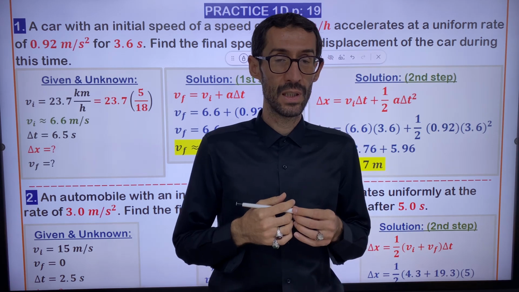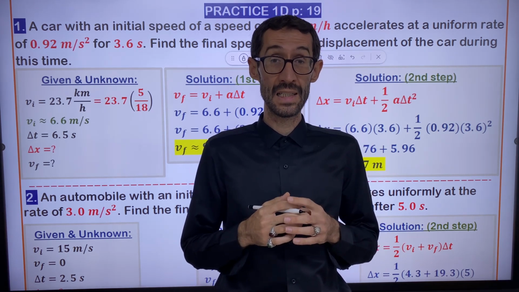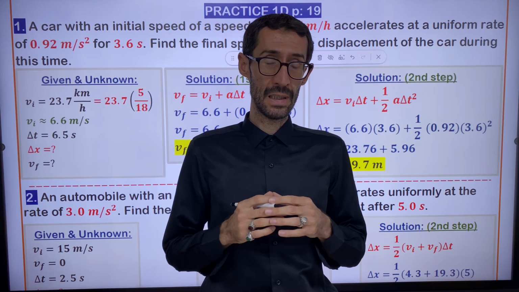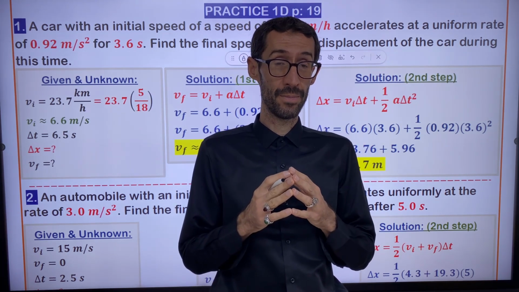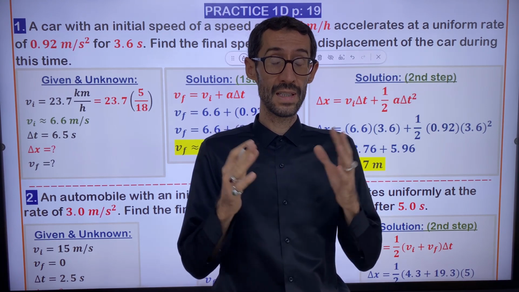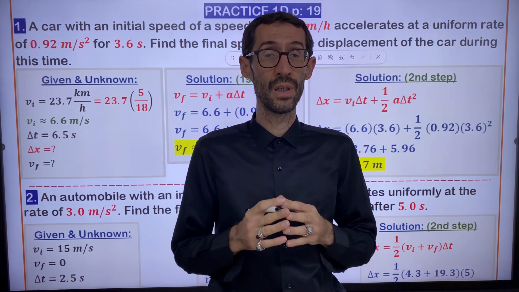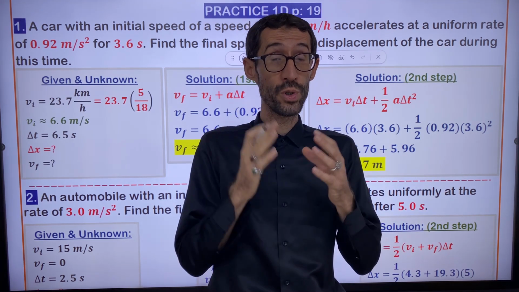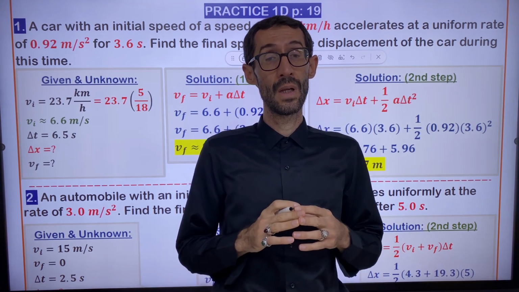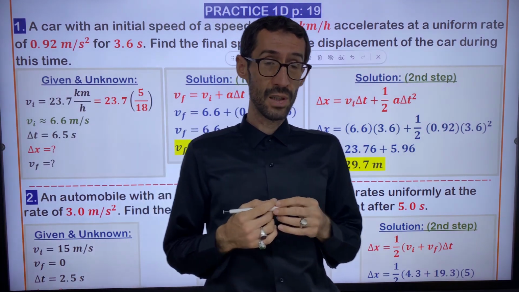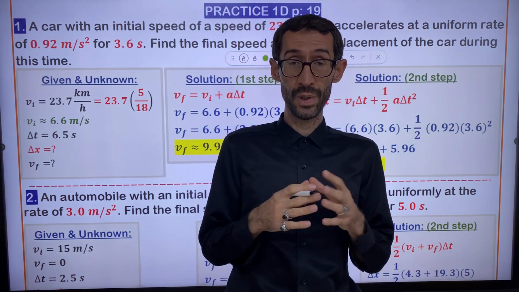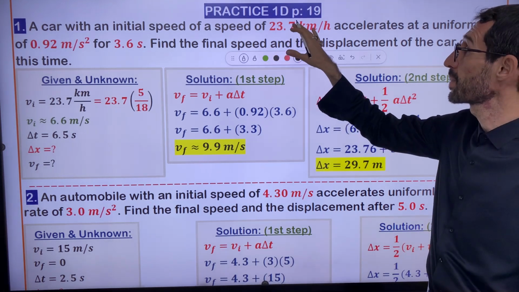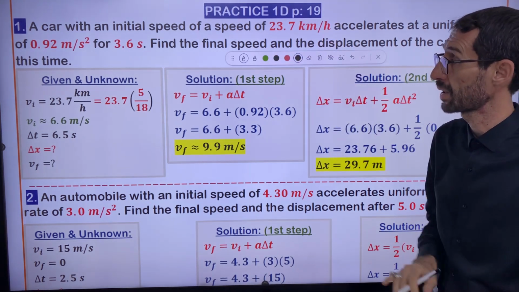In previous lessons, we talked about motion with constant acceleration. We proved, till now, three rules from the four rules mentioned in our textbook regarding motion with uniform acceleration. Right now we are going to solve problems within Practice 1D, page 19.